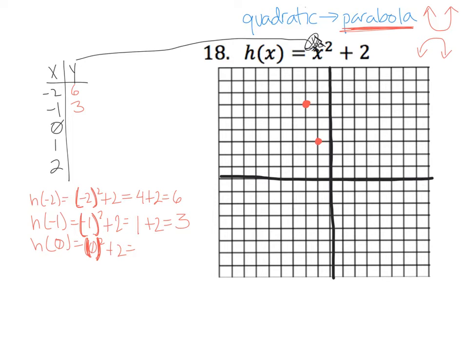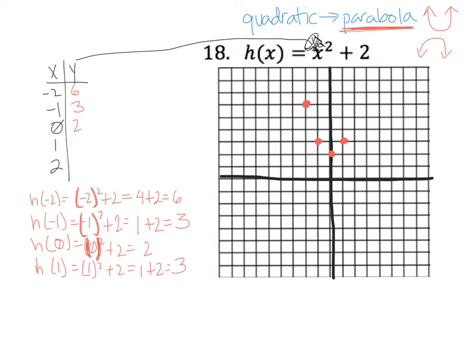Okay, so 0 squared is 0 plus 2 is 2. I don't even have to have a little extra step for that. So 0 comma 2 is going to put me right here. Bing. Then I have h of 1. So I have 1 squared, nice parentheses, plus 2. 1 squared plus 2 is just 1 plus 2, which is in fact 3. So it looks like I'm going back up. So 1 comma 3 is going to put me right there.